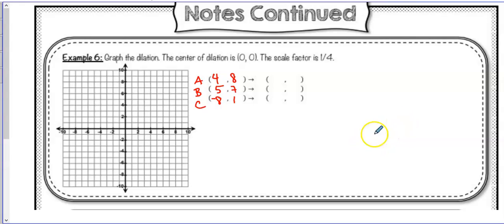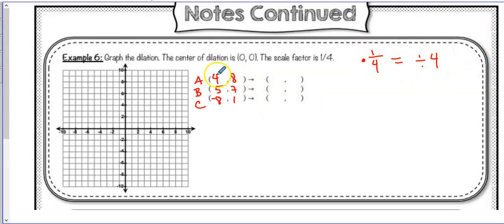So example 6 wants us to graph this dilation. The center of the dilation is 0, 0. The scale factor is 1/4. So it's always multiplication. Multiplying times 1/4 is the same as dividing by 4, because you know those reciprocals. Dividing by 4 is the same as multiplying times 1/4, and these are opposite of each other, and these are reciprocals of each other.